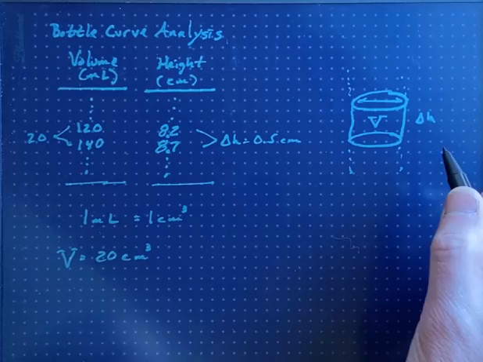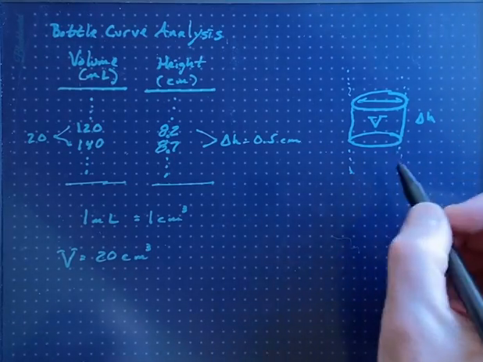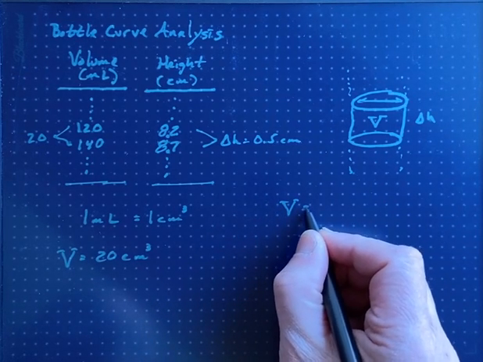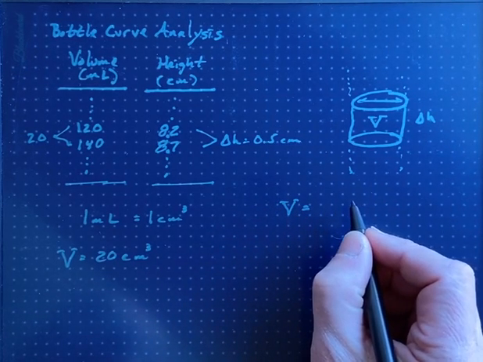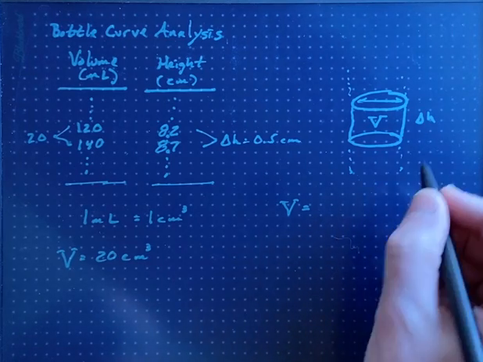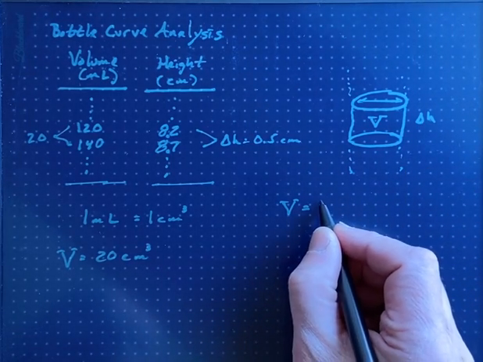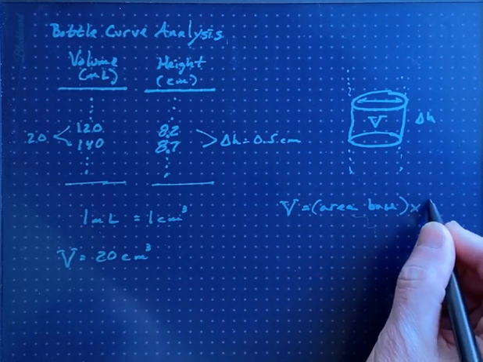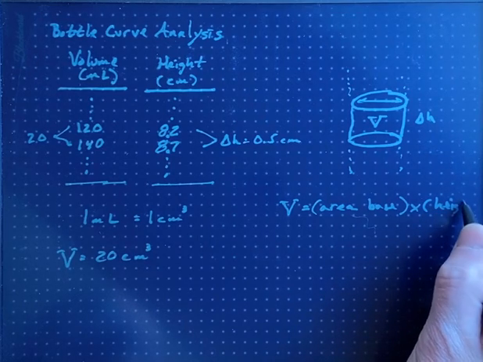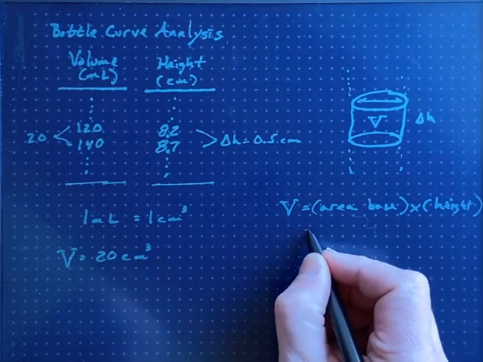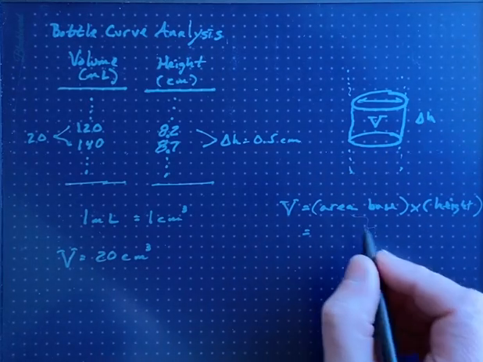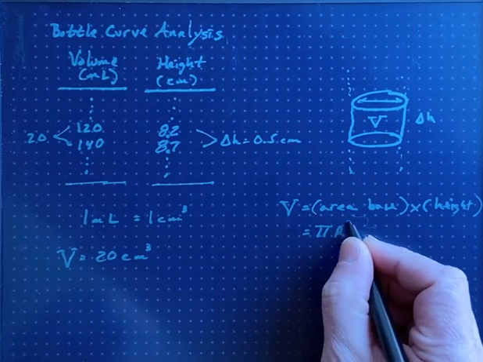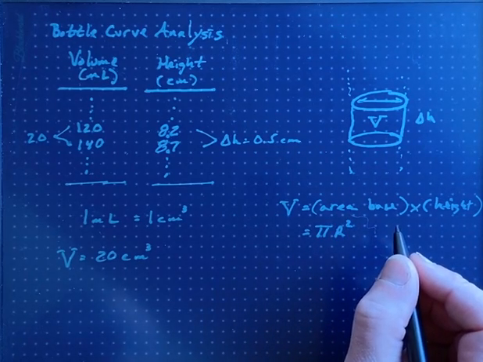But you have a geometrical expression for finding the volume of a cylindrical shape. So the volume of a cylinder, you want to remember, is equal to the area of the base times the height. So area of the base times the height. That's the general formula for the volume of a cylinder. And in this case, since the cylinder has a cylindrical cross-section, its area is equal to pi r squared, where r is the radius of the base.